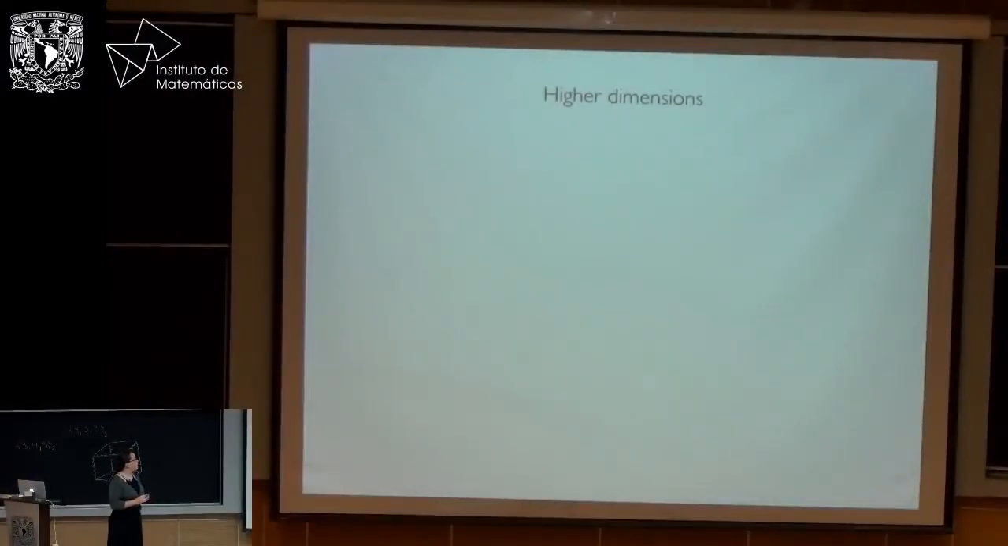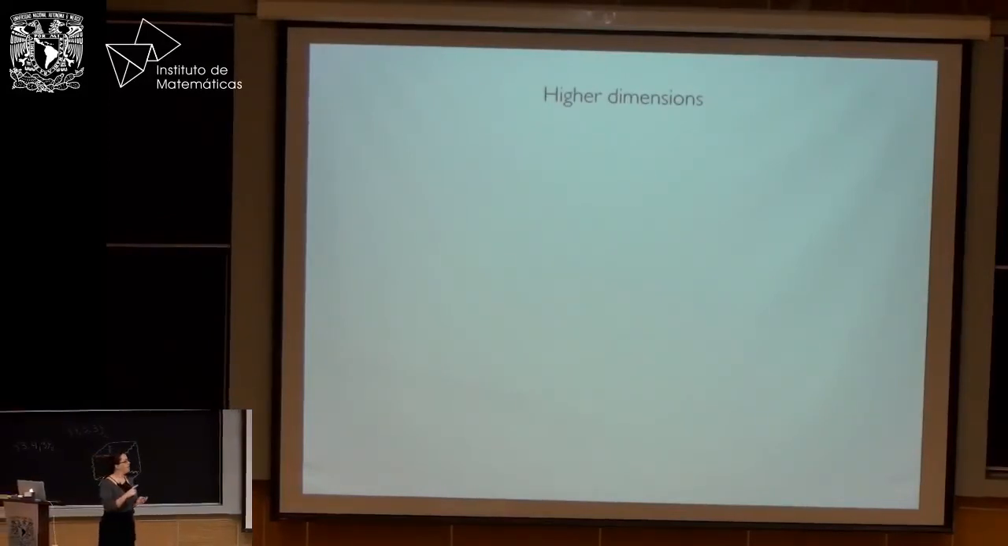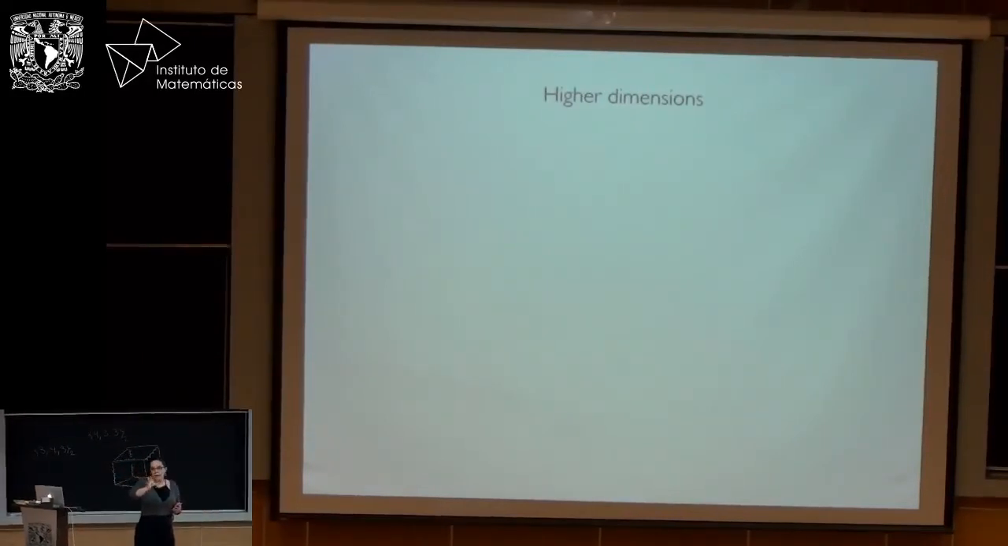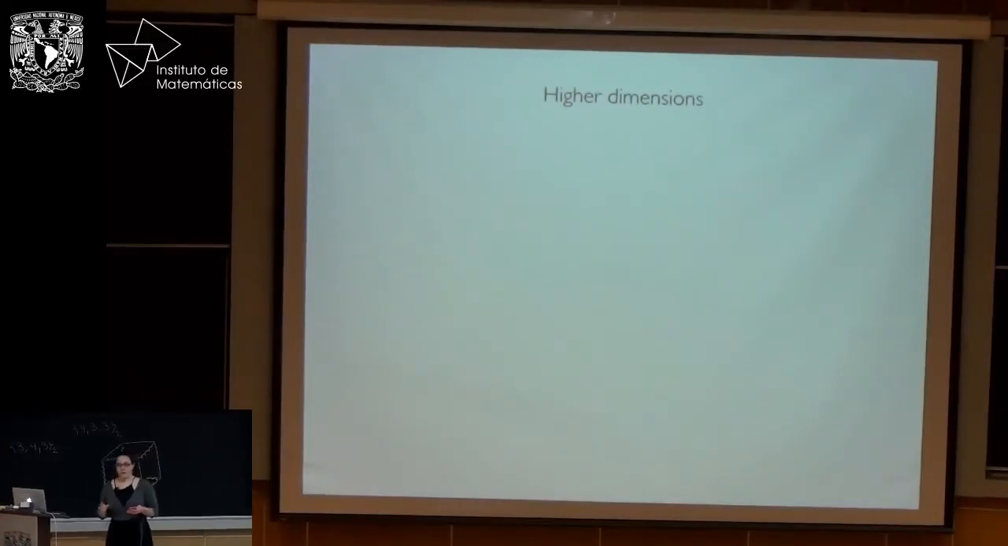Now, we could try to do that for odd dimensions, but it's not going to work for sure, because what happened here is that the element of the group that was taking the Petrie polygon one step away was actually an orientable isometry. In odd dimensions, it's non-orientable, so then I'm going to mess up everything if I try to do this. But I could try to do it for even dimensions.